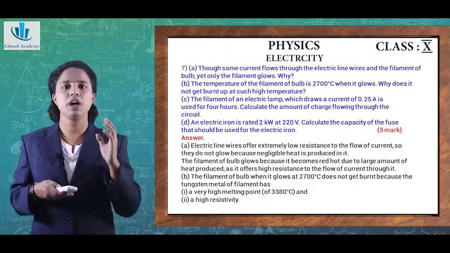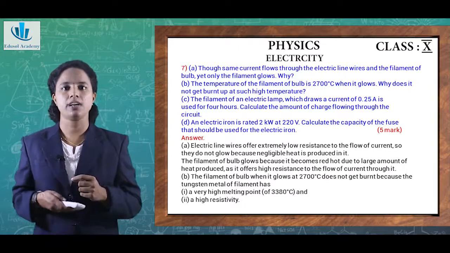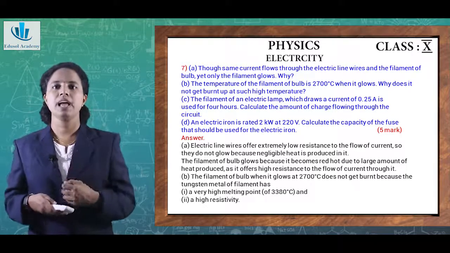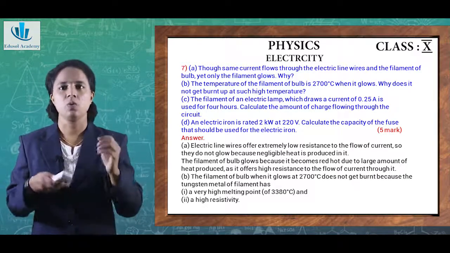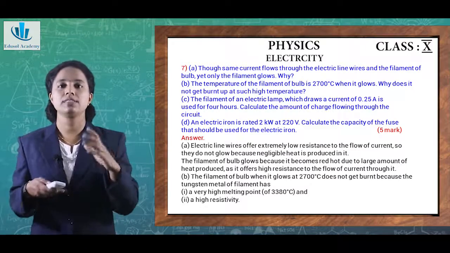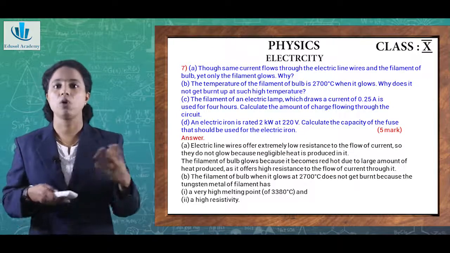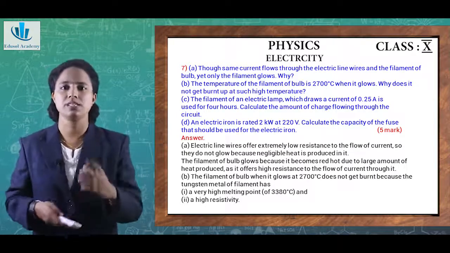So moving on to 5 more questions. The same current flows through the electric line wires and the filament of a bulb, yet only the filament glows. Why? That is, it is given that the same current flows through the electric line wires and the filament of the bulb, but only the filament glows. What is the reason for that?